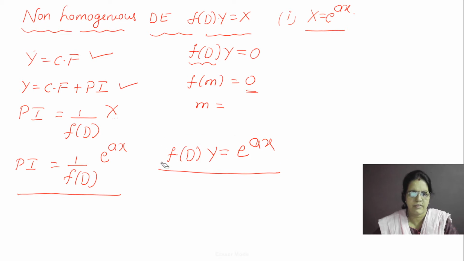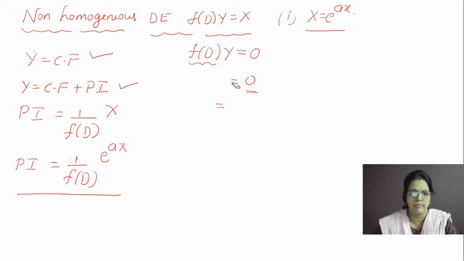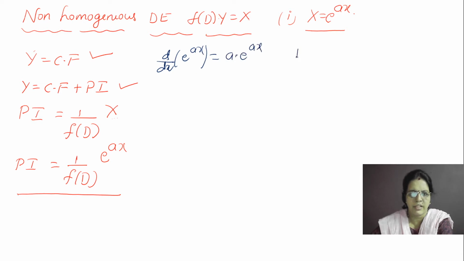Now, for this, I will consider the derivatives of e power ax. Let us consider the first derivative of e power ax, that is, d by dx of e power ax. We know d by dx of e power ax equals a into e power ax, or we can write it as D of e power ax is equal to a into e power ax, where D means the derivative d by dx.